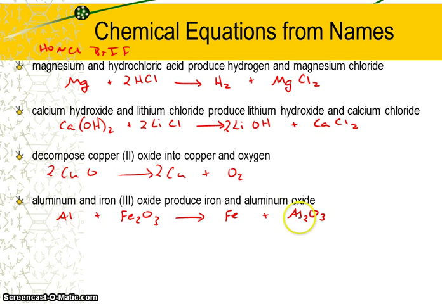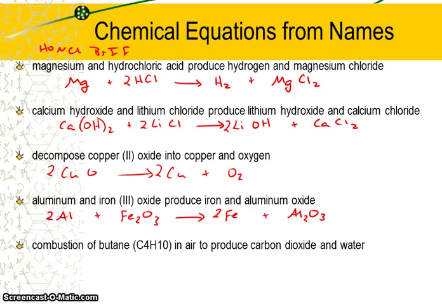1 aluminum, 2 aluminums. So our aluminums are balanced. 2 irons, 1 iron. So our irons are balanced. 3 oxygens, 3 oxygens. So our oxygens are balanced.